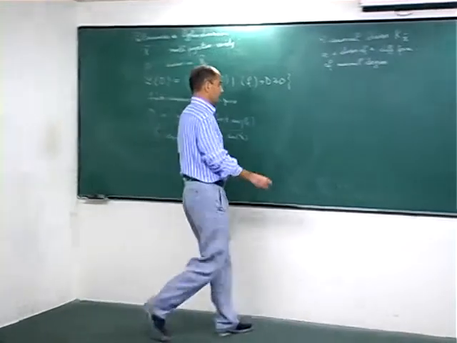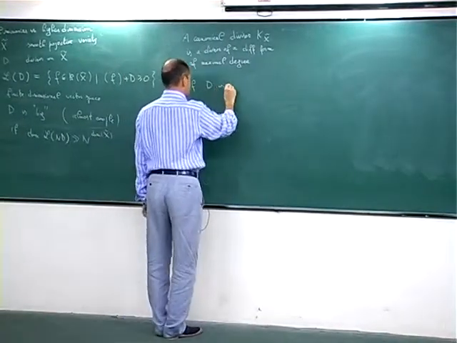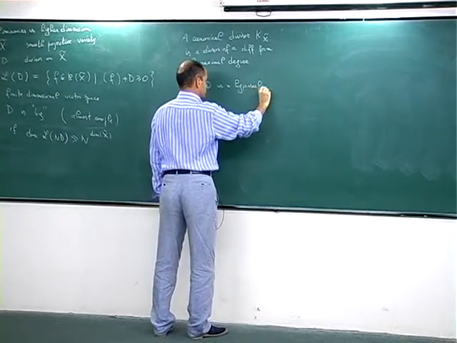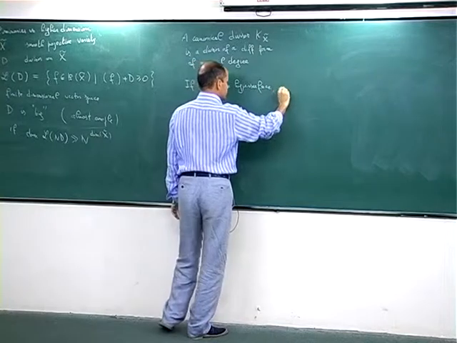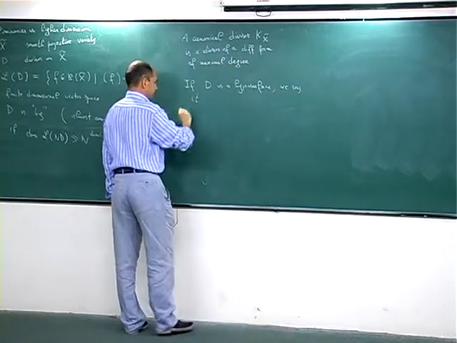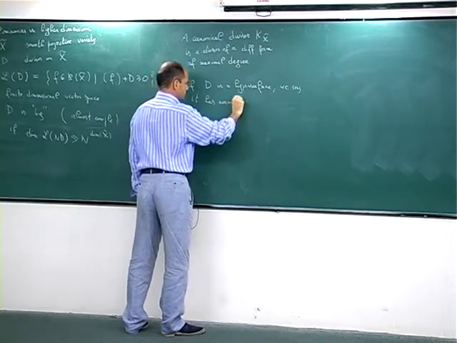Then if D is a hypersurface, we say it has normal crossing singularities.